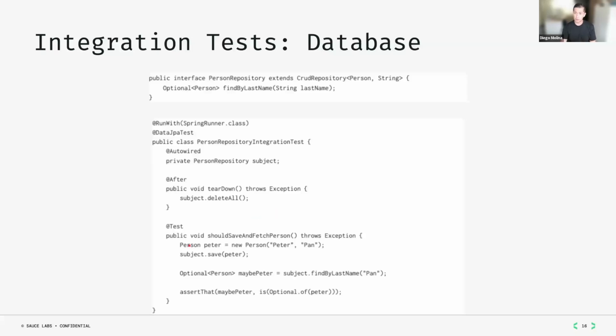So it's doing an arrange of the data we're going to use. It's going to be saving this into the database because this is the arranging of the test, and then it calls the method it wants to test, and at the end is actually doing the assertion.